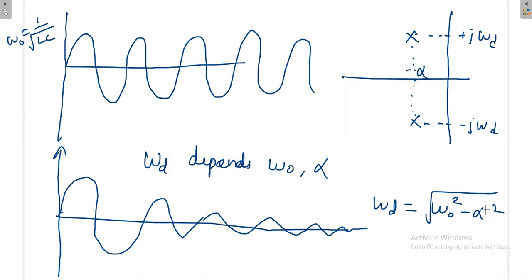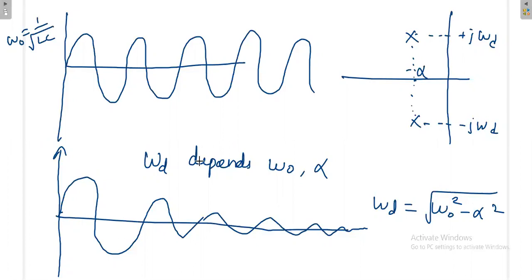What could be the range of alpha? That is a different scenario. What all the alpha value possibilities are, we will see in detail in control systems. Now you should know the difference between ordinary oscillation and damped oscillation. So this is called damped oscillation.